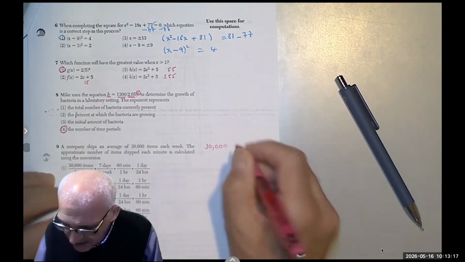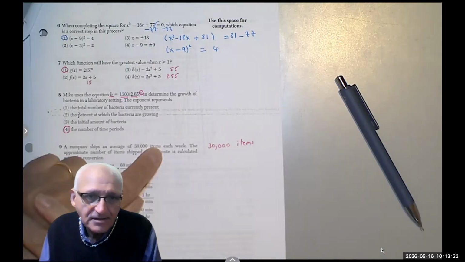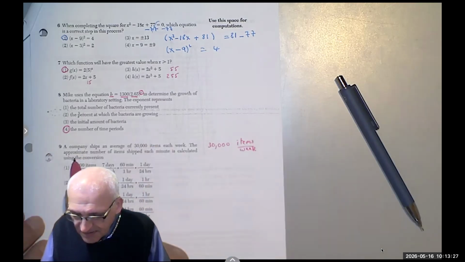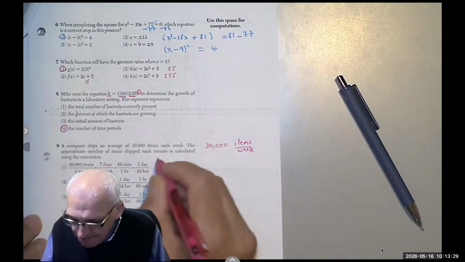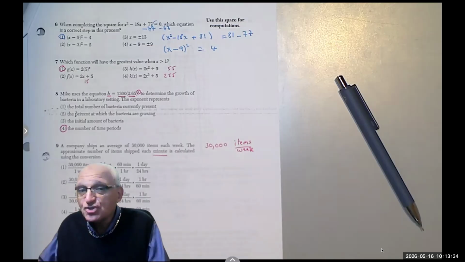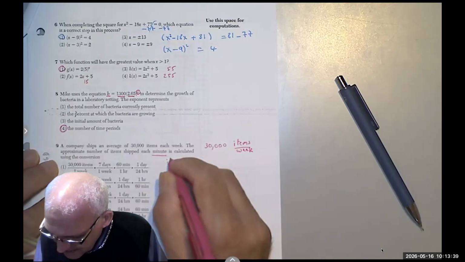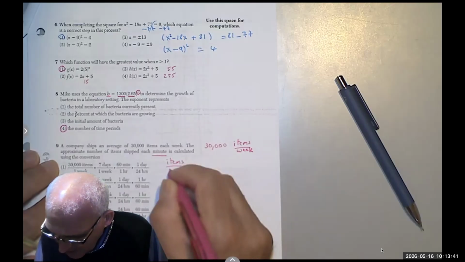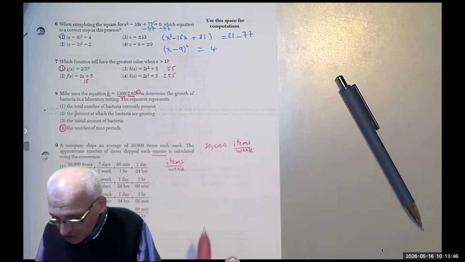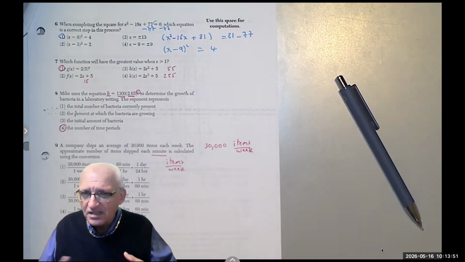30,000 items per week. The approximate number of items shipped each minute is calculated into which conversion? If I'm solving that, if they don't give me the answers, I would say items per week, I want items per minute, right? So do I convert the items into minutes or the week into minutes?